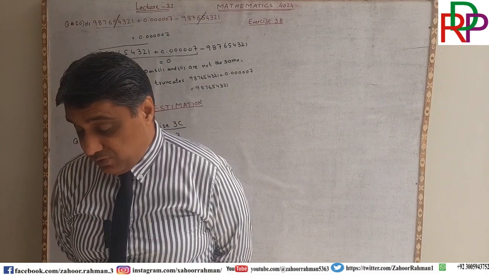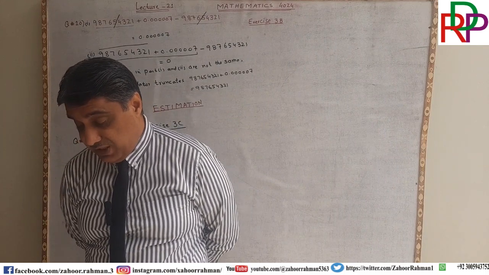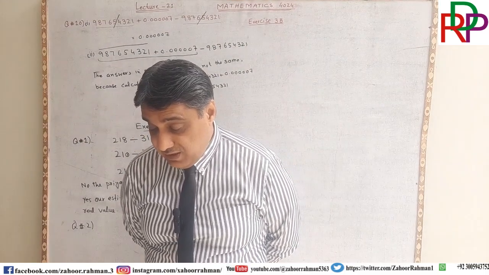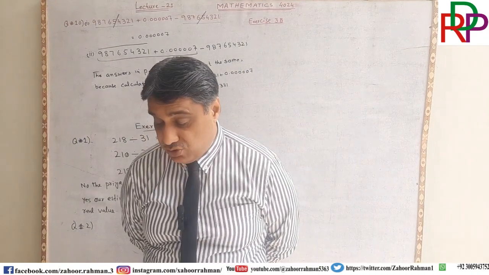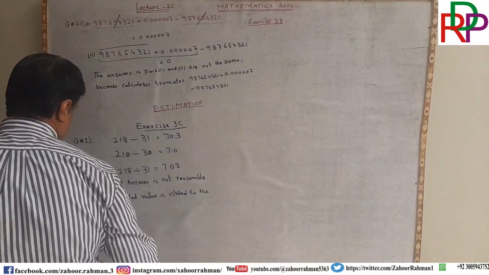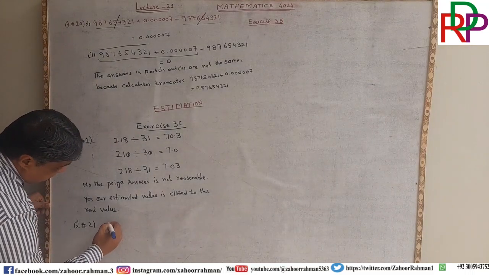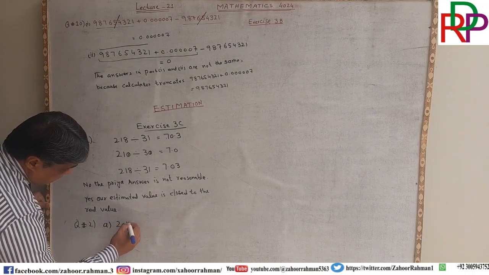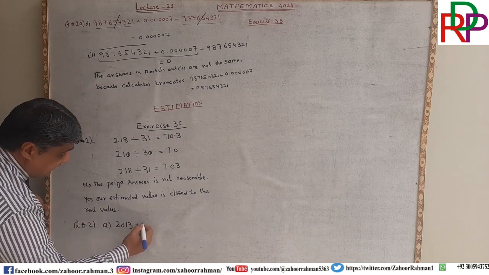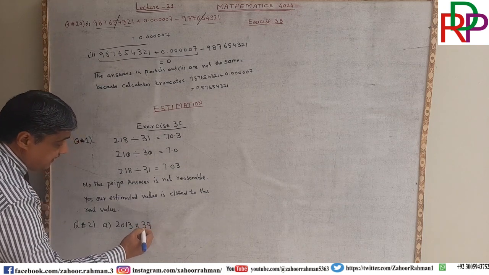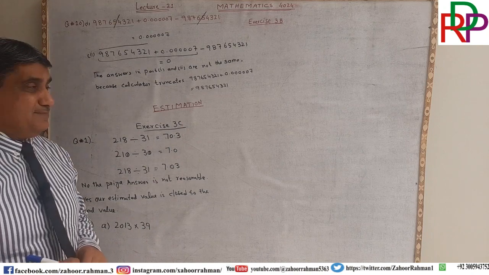Then use a calculator to evaluate each of the following. Are your estimated values close to the actual values? Part A is saying 2013 multiplied by 39.